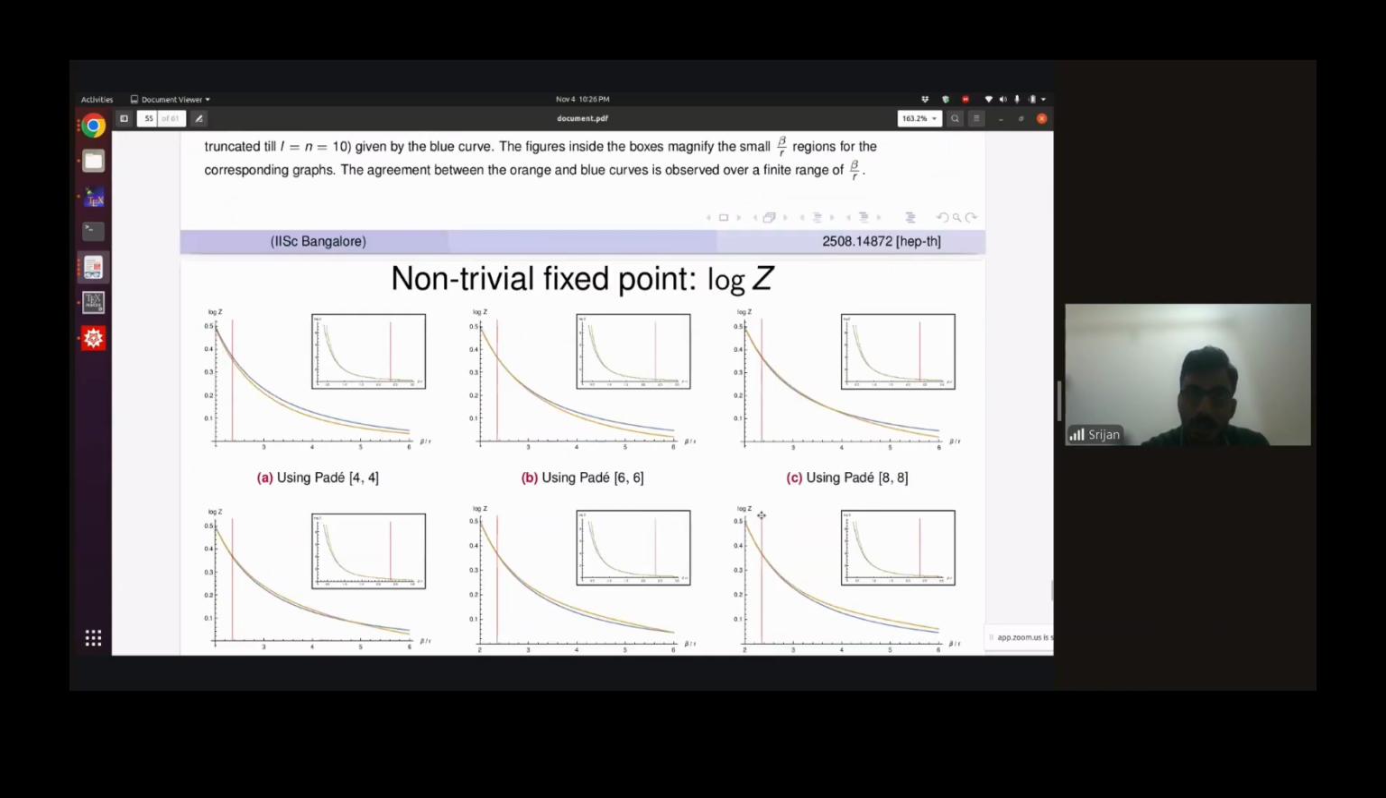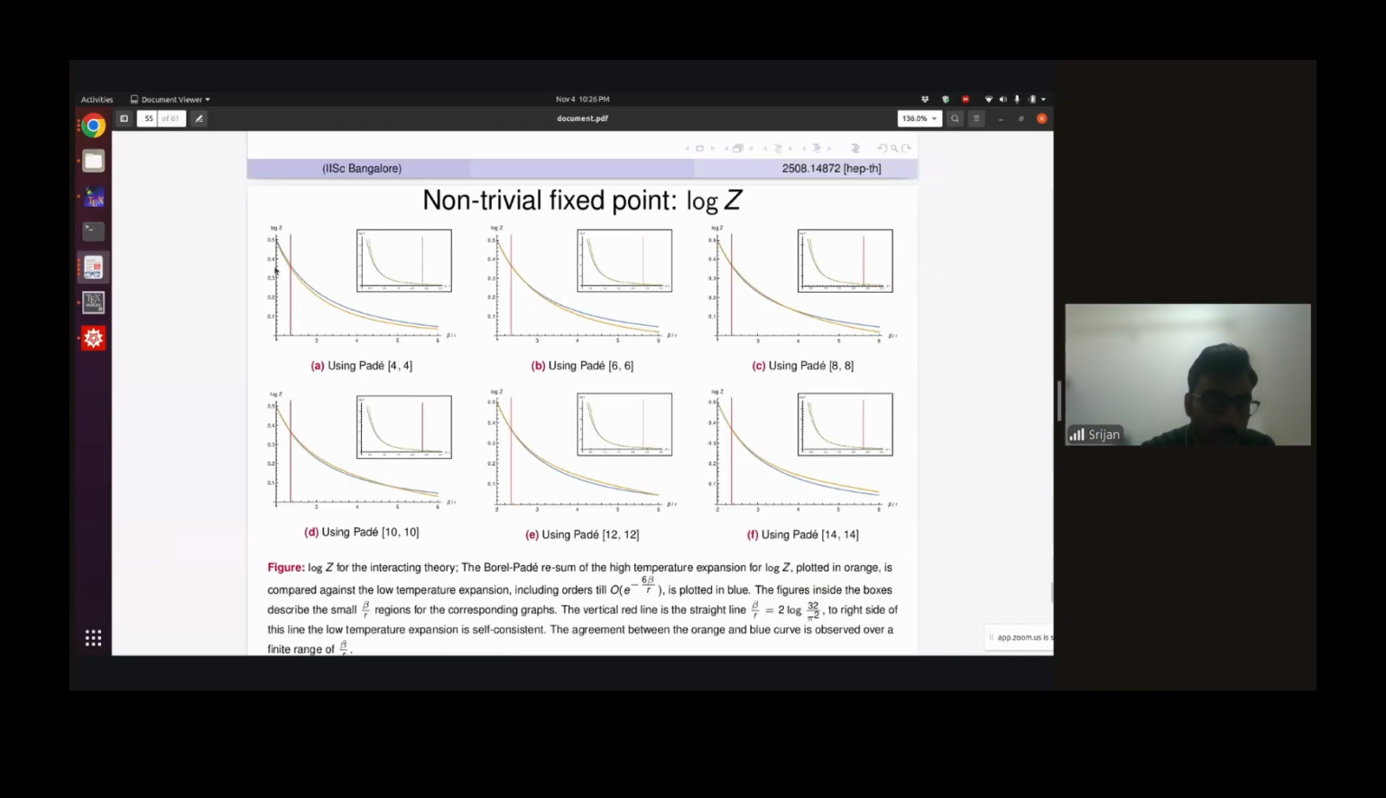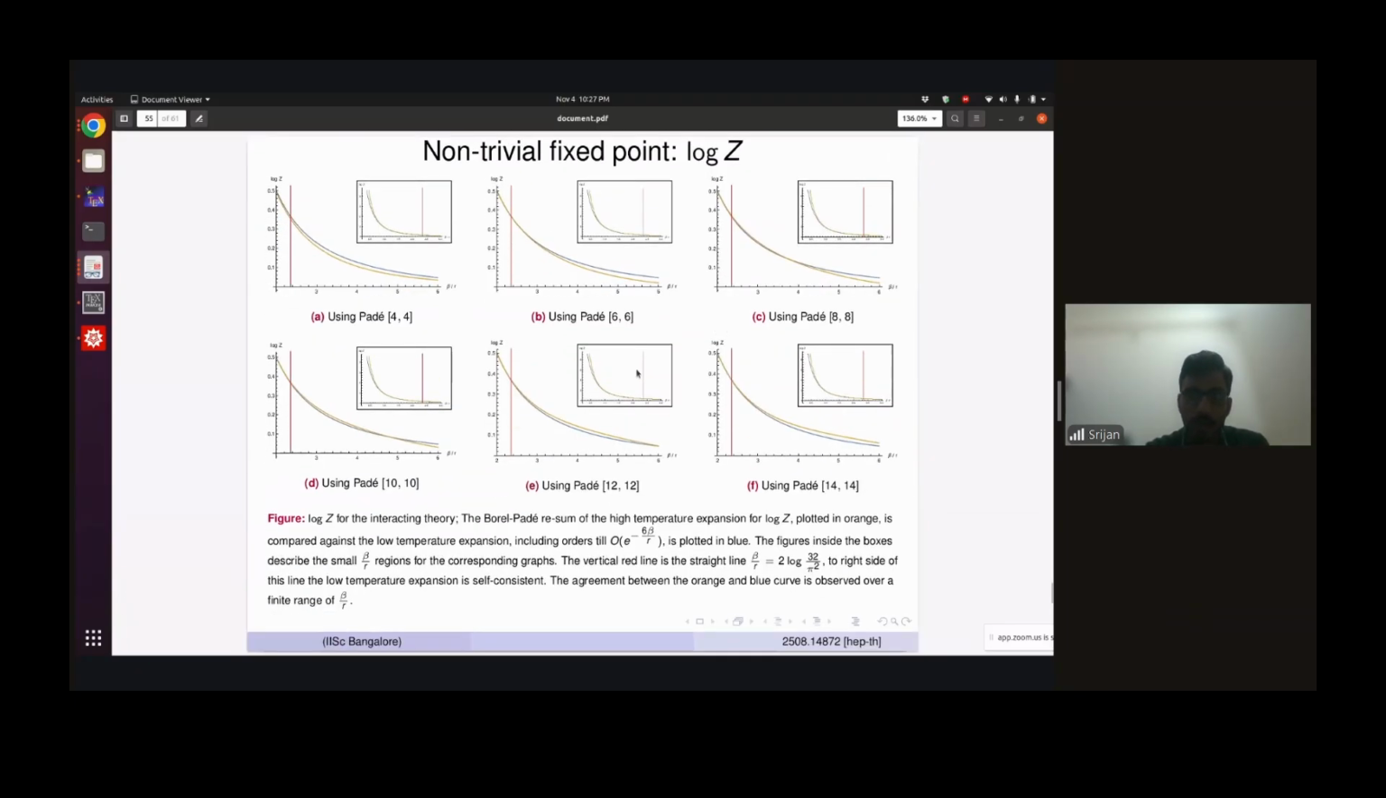And finally, this is the non-trivial fixed point. So here also, this orange curve gives you the Padé-Borel resummed high temperature expansion, and the blue curve is just the plot of the low temperature expansion. Then you can see that if you go to higher and higher order Padé, there are overlaps, and at least in the approximate sense, they are supporting the fact that they're just the asymptotics of the same function.